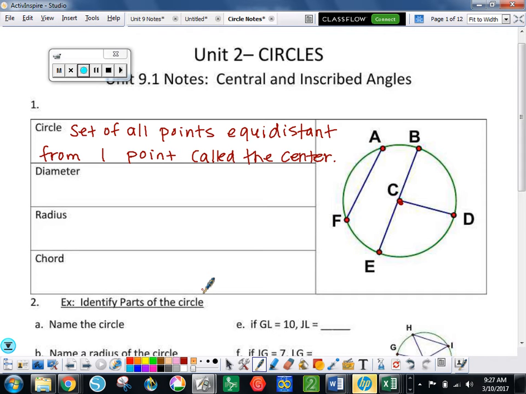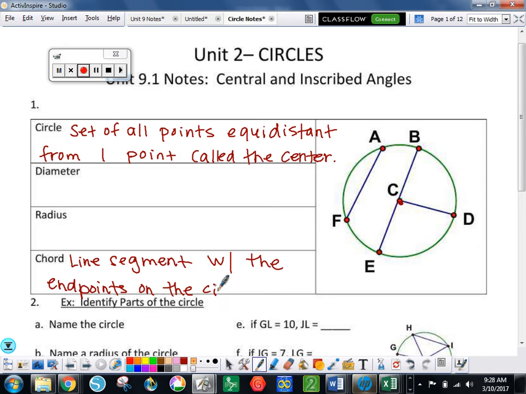Before we define what diameter is, I'd like to define what a chord is. A chord is a line segment with two of its endpoints on the circle. The chord is this line segment with the endpoints of the segment on the circle. Now, if you look at my diagram right there, how many chords are on that circle? Two. Which one?